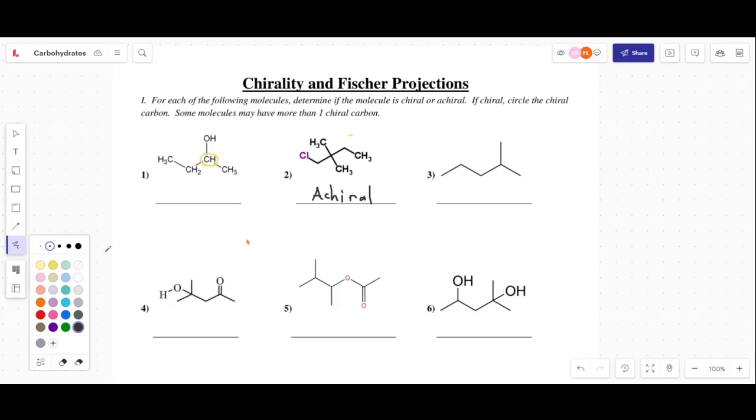All right, so let's take a look at number 3. I'll just go ahead and pop in the little hydrogens here. I won't draw the H's, but each of those little pink lines represents 1 hydrogen. So what do you think? Is this molecule chiral?